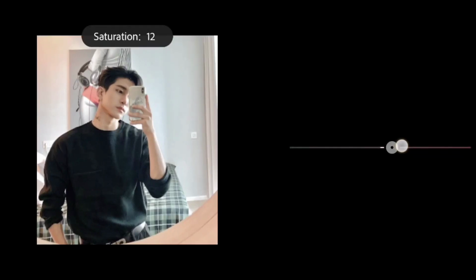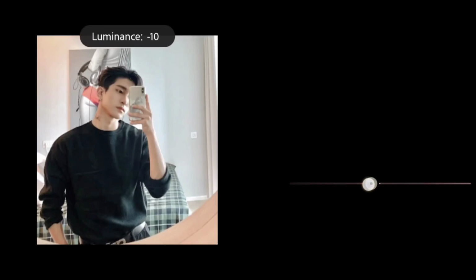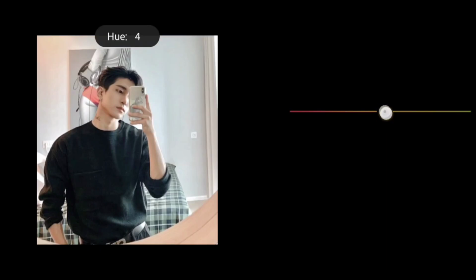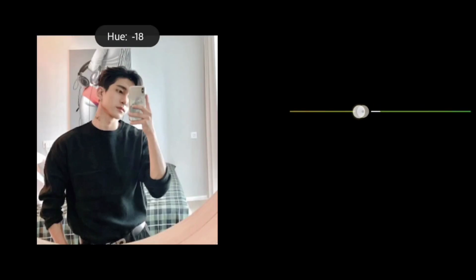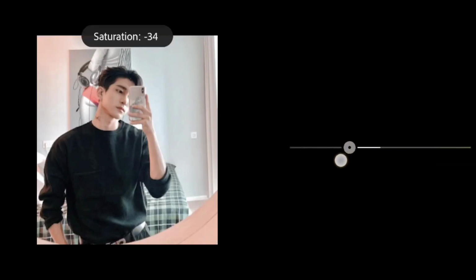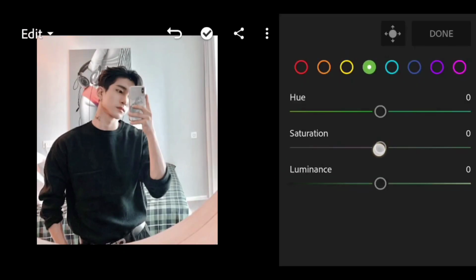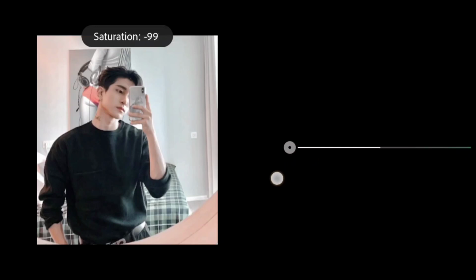Go to the colors mix, select red color, saturation +49. Luminance -10. Orange color hue -10. Luminance at +10. Yellow color hue -100. Saturation -100. Green color saturation also -100. Aqua, blue and purple color saturation -100.